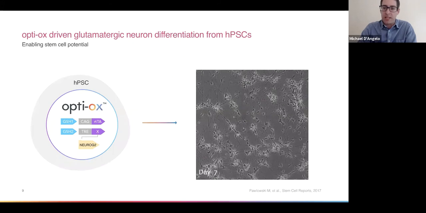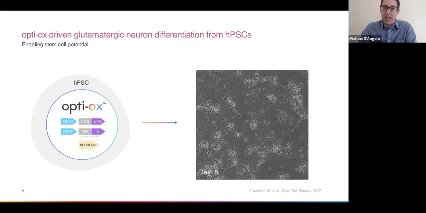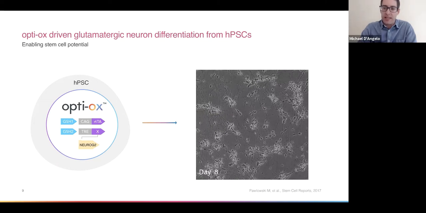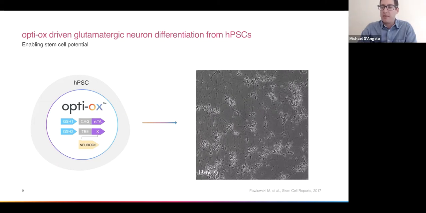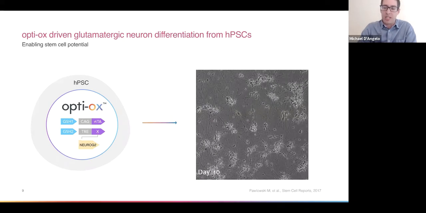This normally takes weeks with classic directed differentiation cultures, and also the homogeneity that you can see, really every cell in that culture is reprogramming. They're changing morphology at the same time, and the resulting cell population is extremely pure.